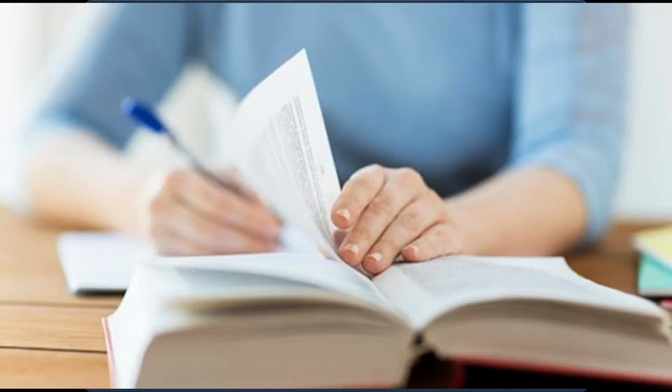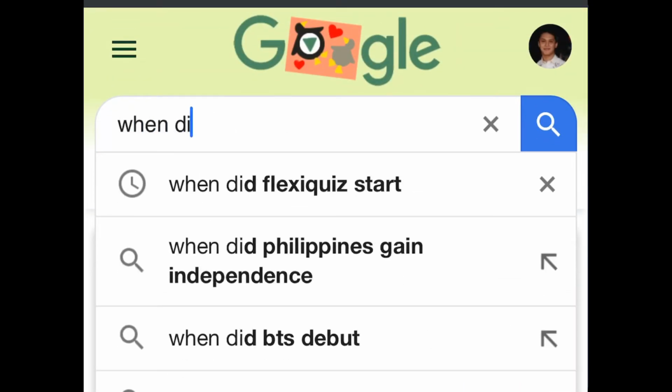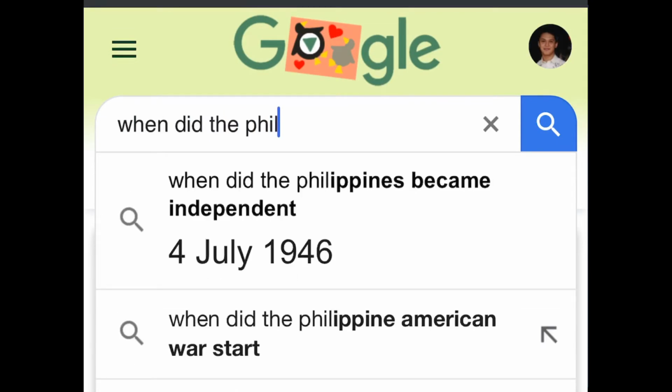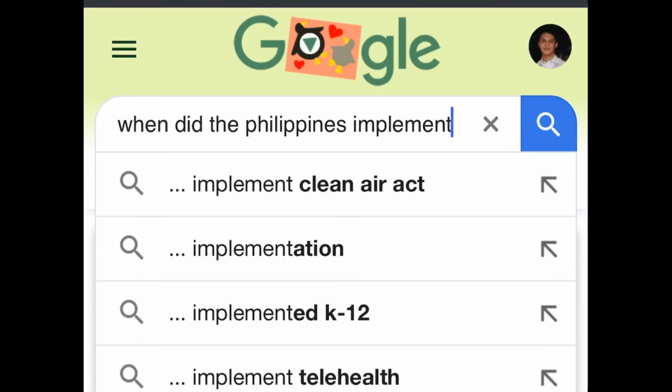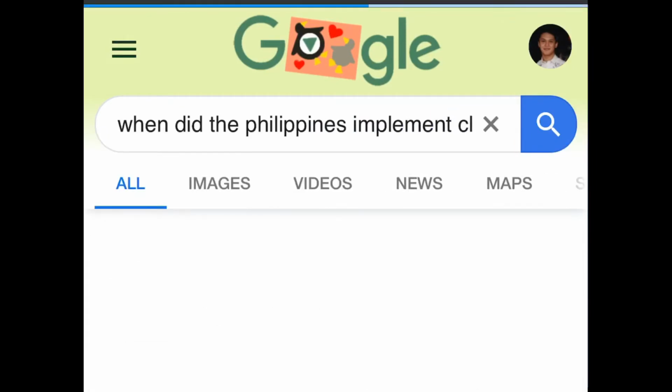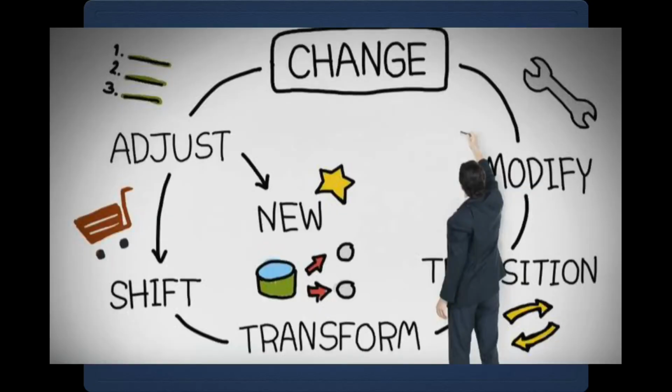So the typical questions like, when did the Philippines implement the Clean Air Act? Well, that is just a Google away. It's very easy for students to get that information. So we have to stay away from those. If you're a teacher that likes to pepper students with these kinds of questions, you have to adapt. You really cannot do this anymore.